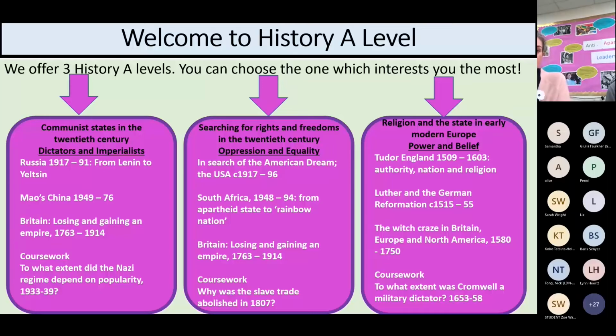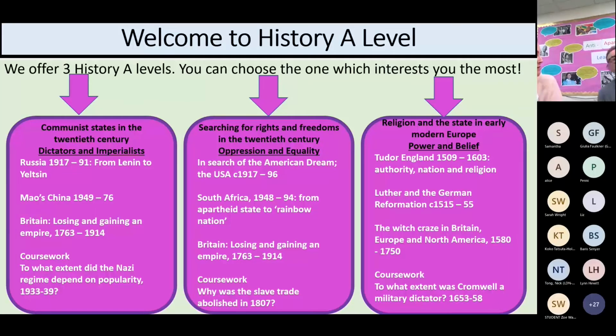So this is the question we get asked most often. And this slide in the background, which hopefully you can all see, shows you the structure of the 3 courses. We divide them roughly by theme. So we've got 2 modern history A-levels and 1 early modern history A-level. And it's up to you to decide which one you want to do.